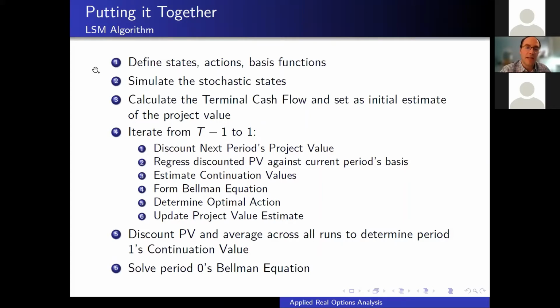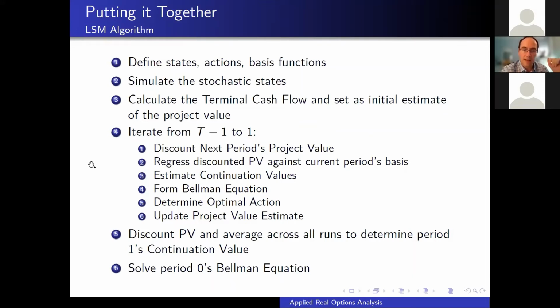So let's look first at the English version and go through it step by step. First, we define our states, actions, and the basis functions to estimate the continuation variable, and simulate the stochastic states. Then we calculate the terminal cash flows, because we're going to work backwards through time, instead of the simulation, which is forward through time, and then we work backwards through time to solve for the model. And then we iterate, we discount the next period's value.